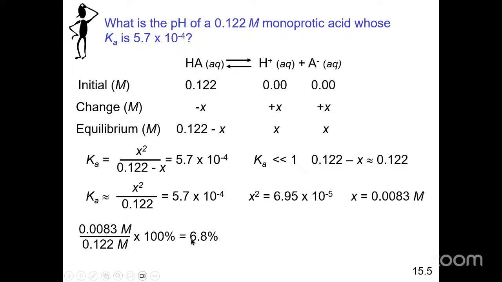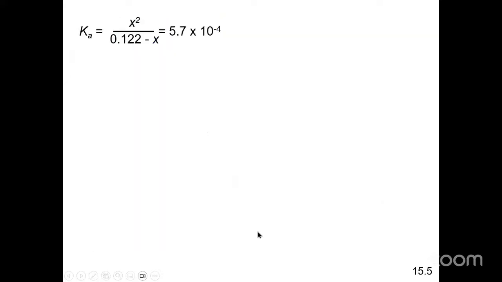And what do we see here? We get a value of 6.8%, which obviously would be greater than 5%. So therefore, the approximation that we made earlier would not be acceptable. So what does that mean? That means we have to come back to this equation here and solve it the longer way. So on the next slide, that's what we're going to start off with right here.